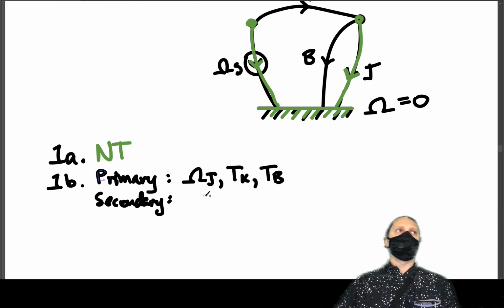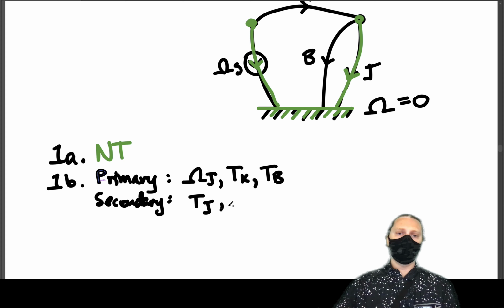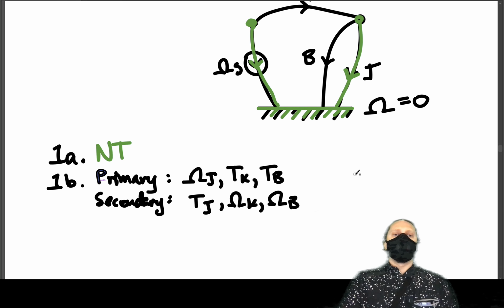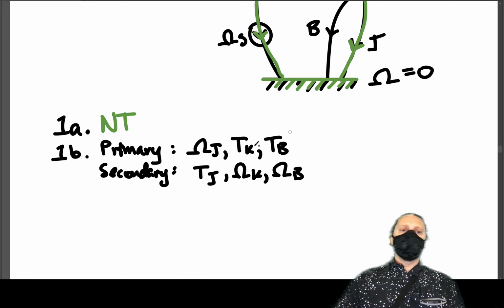The secondary variables are just the opposite. So the torque through J, the angular velocity of K, and the angular velocity across B. So we have our primary and our secondary variables.